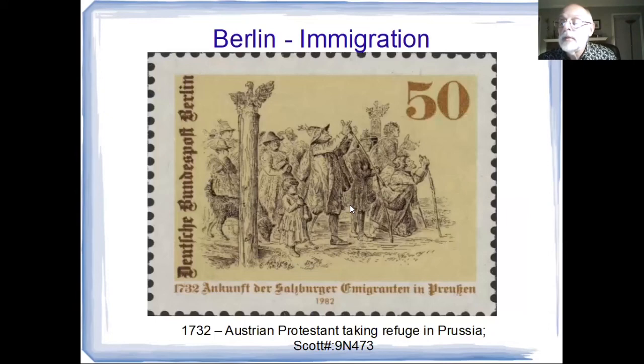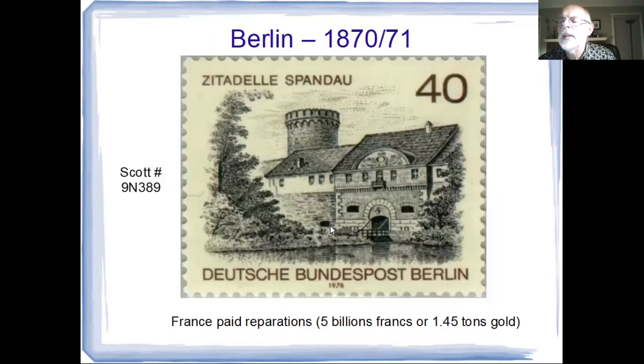There were more refugees coming in the 18th century, this time again Protestants from Austria. The Counter-Reformation expelled Protestants from Austria, and many of them settled then in Prussia, mostly in eastern Prussia, which is today part of Russia and Poland, but many also in Berlin. But besides them, many other refugees made their way into Berlin.